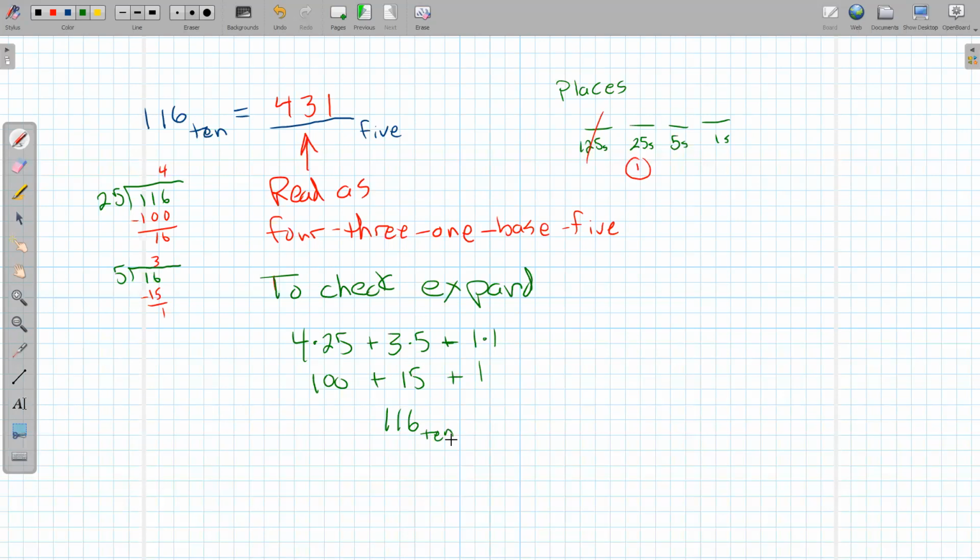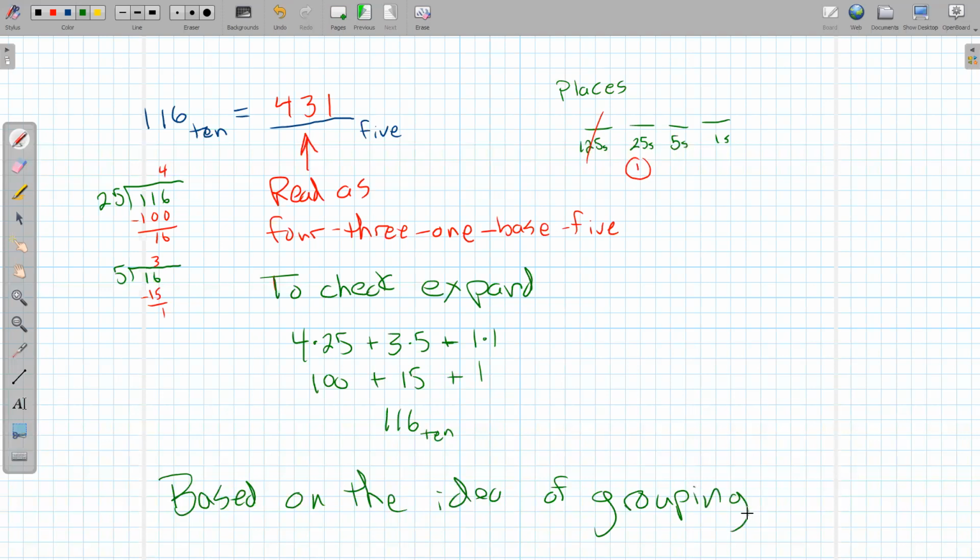Important things, this is all based on the idea of grouping by 5. This takes some getting used to, right? We're switching our brains to group by 10, which we've been doing for a long time, okay, to grouping by something else, in this case, 5. So if this didn't make sense first couple tries, let me know and we'll reinvestigate it. So we're going to do some more examples. So if you're still struggling, that's appropriate.